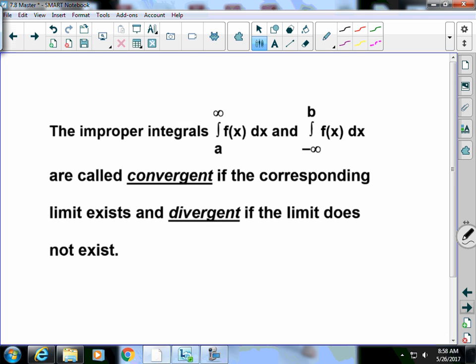The improper integral from a through infinity of f of x dx and the improper integral from negative infinity to b of f of x dx are called convergent if the corresponding limits exist. So what we're saying is if I can find a finite number, then we can say that these are convergent. And again, this is a huge concept for chapter 11. And then they're divergent if the limit does not exist, so if it goes to infinity.